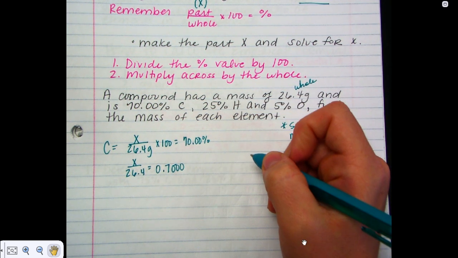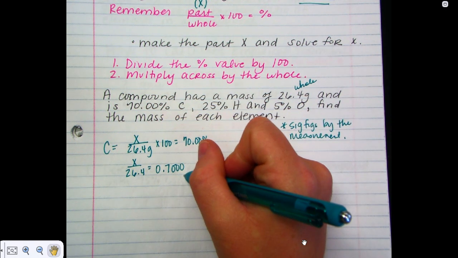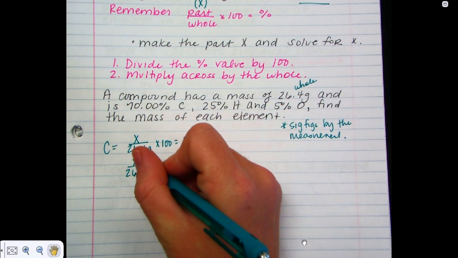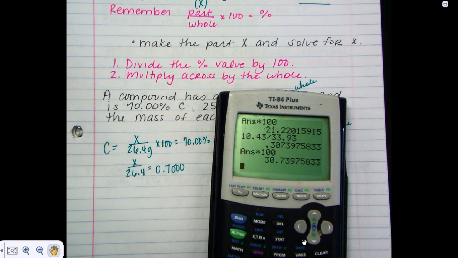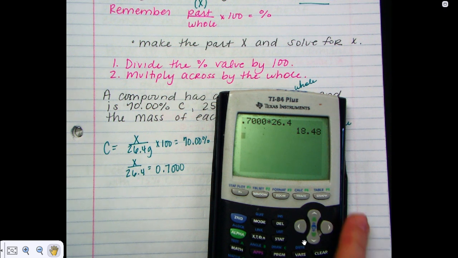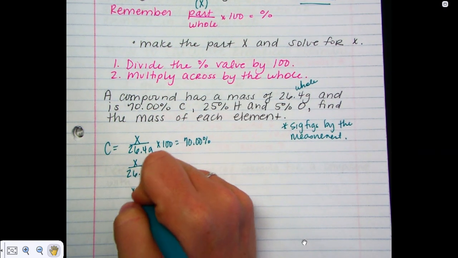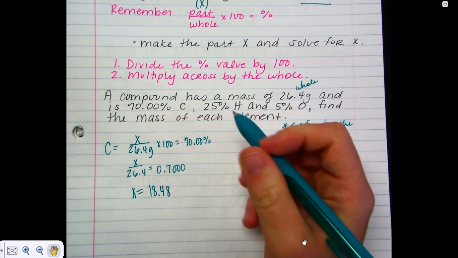All right. Now I have x over the whole is equal to what is left of my percent. I need to isolate x, so I'm going to multiply across by my whole. So 0.7000 times 26.4 gives me 18.48. X is equal to 18.48. Now I need to consider my sig figs.